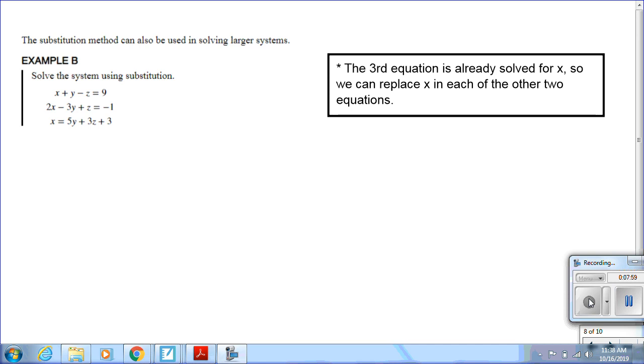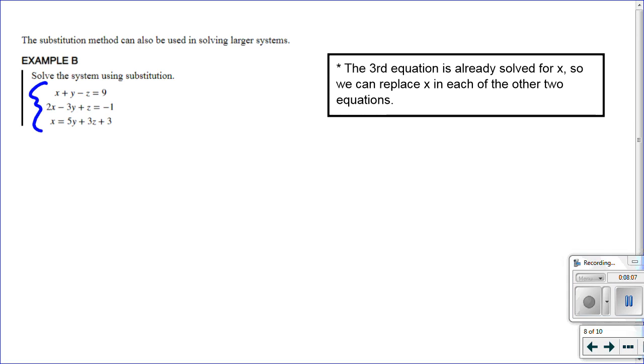Let's look at another method though. So we have elimination, we also have substitution. We can use substitution as well. This is a really good system for substitution because I already have an equation that is solved for one of the variables. It's a really good time to use substitution.